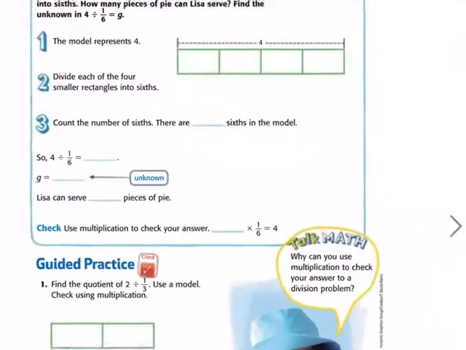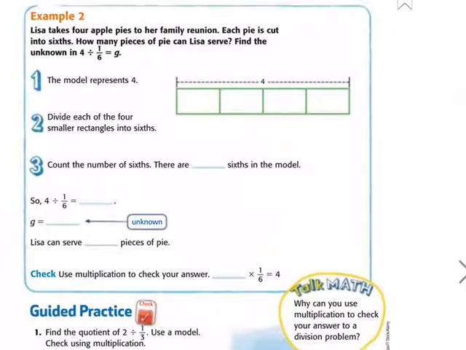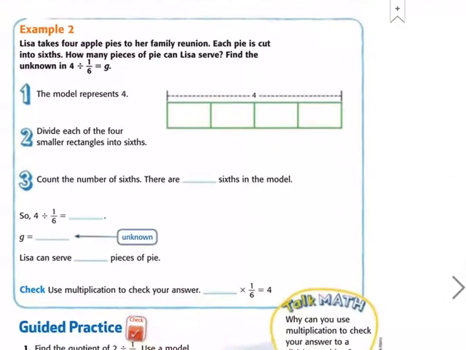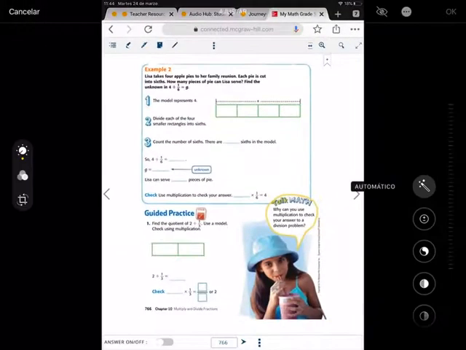In here, Lisa takes 4 apple pies to her family reunion. Each pie is cut into 6. How many pieces of pie can Lisa serve? Find the unknown number. So it's the same if I have... Again, I forgot to put a marker.